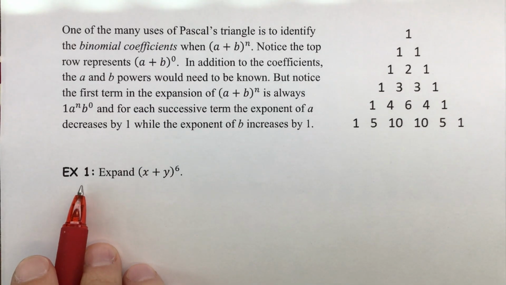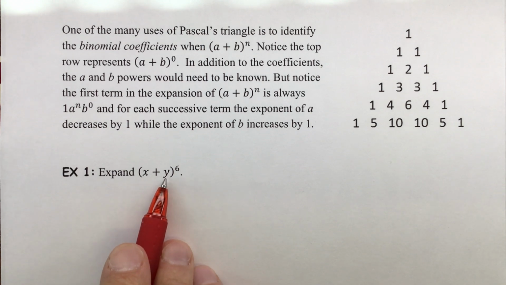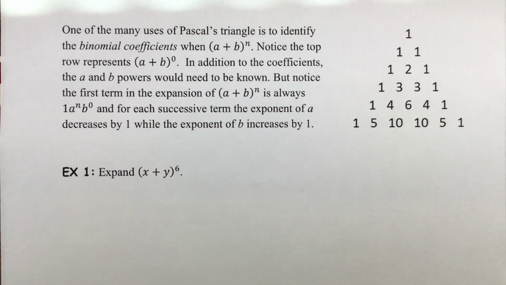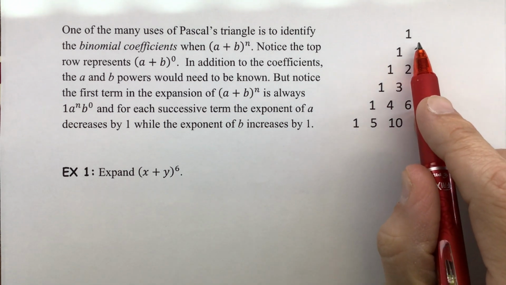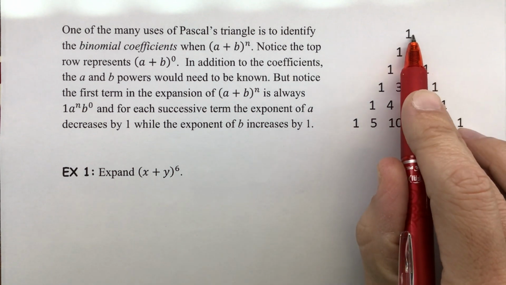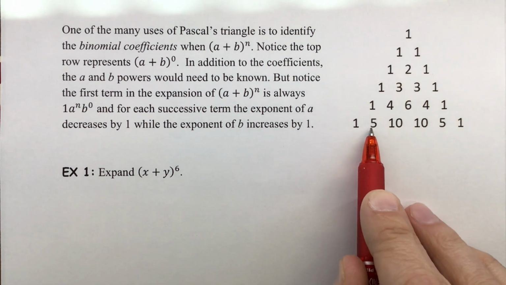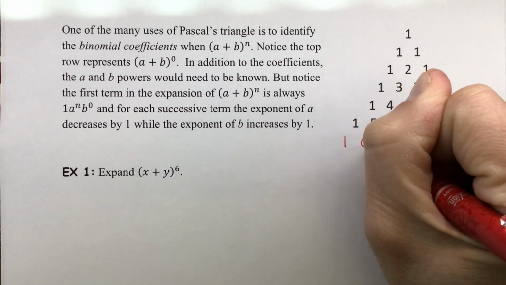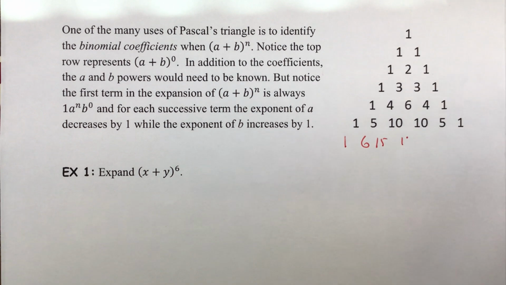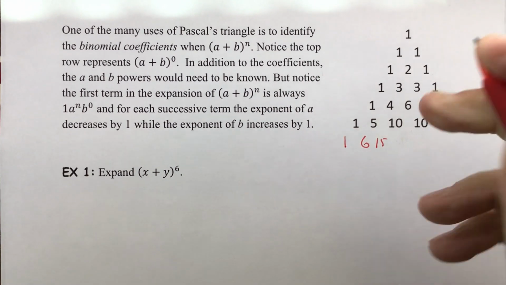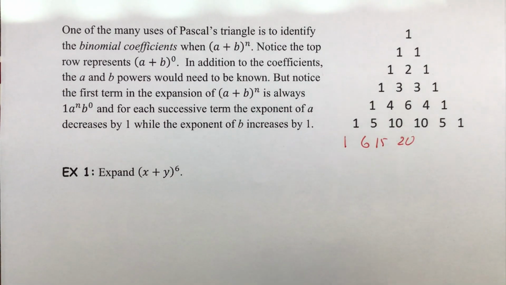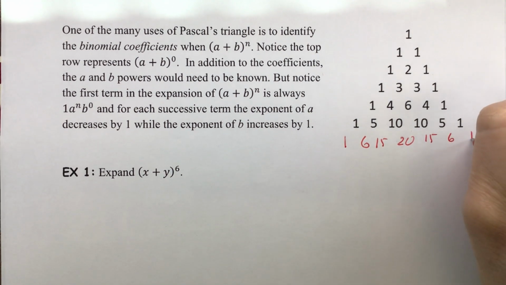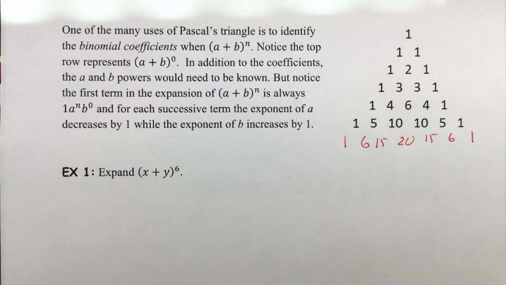All right, for example 1, we're going to expand out x plus y to the 6th power. From Pascal's triangle, we can go ahead and figure out what the coefficients are. Of course, this picture right here only goes to the 5th power. That would be the 0, the 1st, 2nd, 3rd, 4th, and then 5th power. So for the 6th power, we need one more row, which would be a 1, 6, 15, 20, 15, 6, and 1. So we have 7 terms here. Okay, what I'm going to do is space those out.